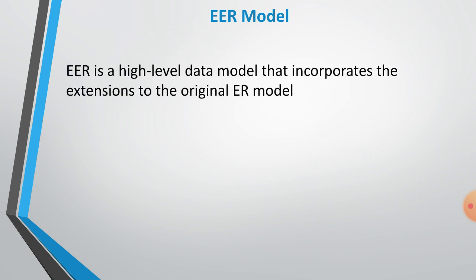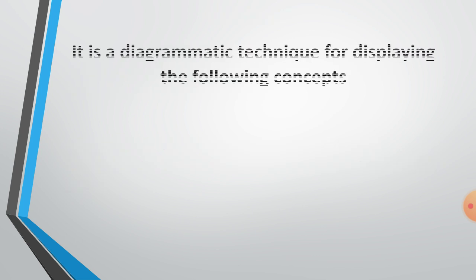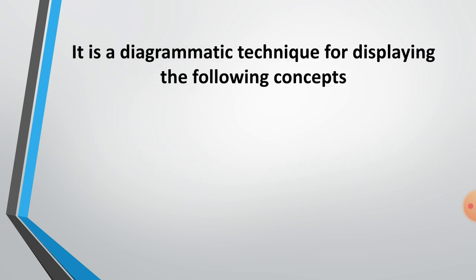If you observe the definition, EER is a high level data model that incorporates the extension to the original ER data model. What is the full form of EER? EER stands for Enhanced Entity Relationship Data Model or Extended Entity Relationship Data Model. In this EER data model, we have four different concepts. Based on those four concepts, it is possible to implement the EER data model.